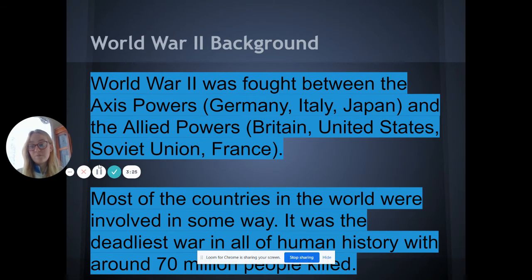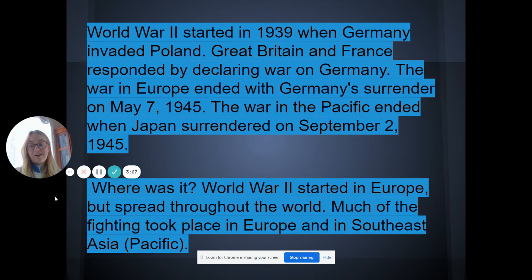World War II started in 1939 when Germany invaded Poland. Great Britain and France responded by declaring war on Germany. The war in Europe ended with Germany's surrender in 1945. And the war in the Pacific ended when Japan surrendered on September 2nd in 1945. This explains to us why this war started. We see that Germany invaded Poland and then Great Britain and France started declaring war.